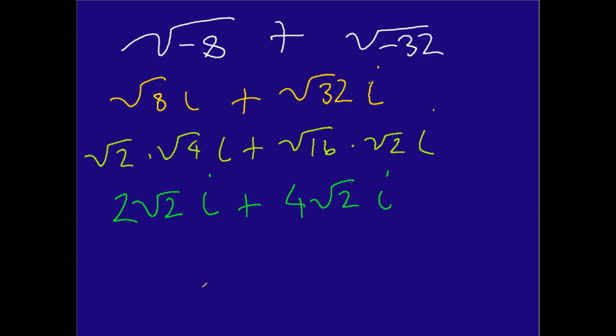And so we end up with the final answer that is as follows. 2 plus 4 is going to be 6, and then we still have the square root of 2, and then we have our imaginary unit right here to complete our answer. So this is kind of how it works in this particular situation.